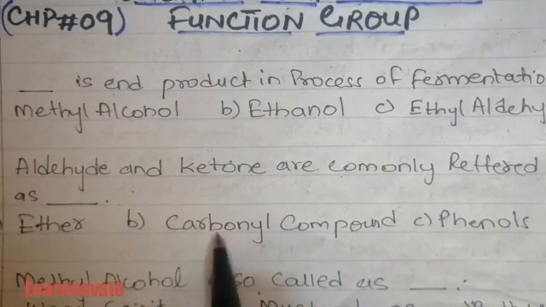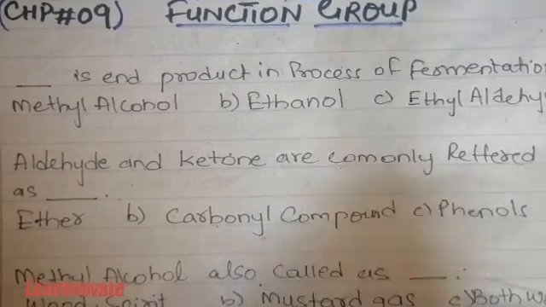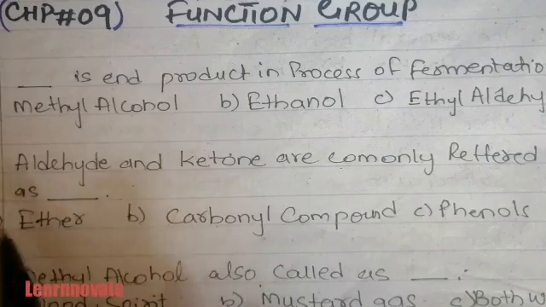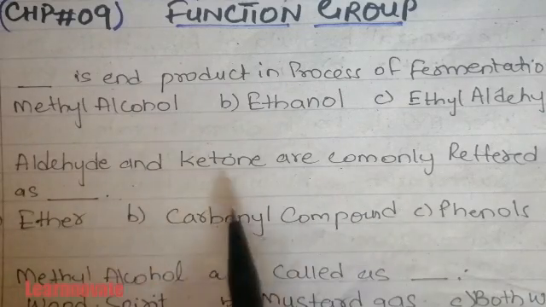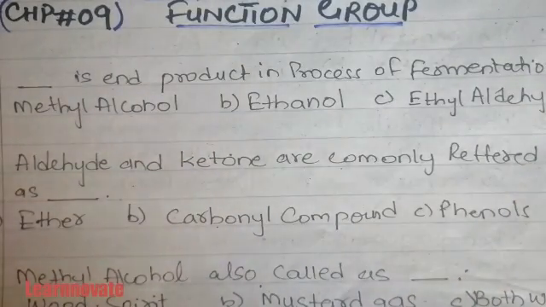Question number 2 says, aldehyde and ketone are commonly referred to as. Option A, ether. Option B, carbonyl compounds. And option C, phenols. If you know the formula of aldehyde and ketone, you will get to know that both of the compounds belong to the category of which of the following options.